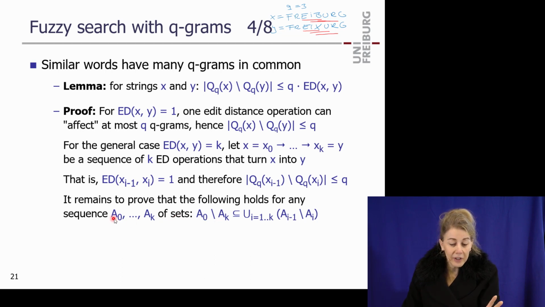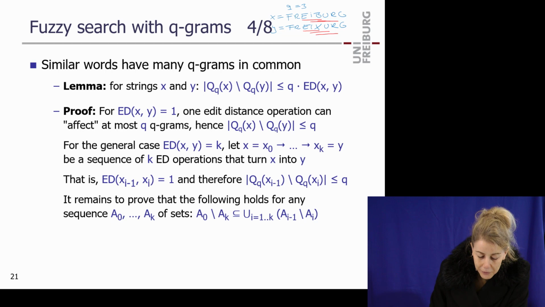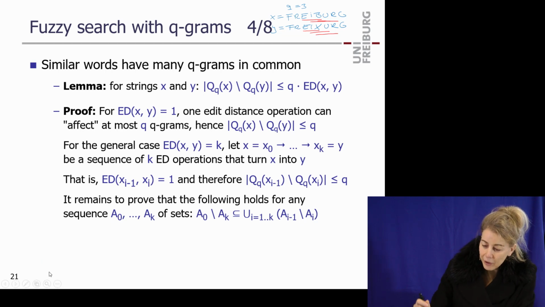I have a sequence of any sets now. And now I want to know the difference. I subtract the last one from the first one, and I compare it when I take these differences, first to second, second to third, third to fourth, and so on, and I take the union of these. Let me just prove this very quickly in the abstract without understanding what it has to do with the above.